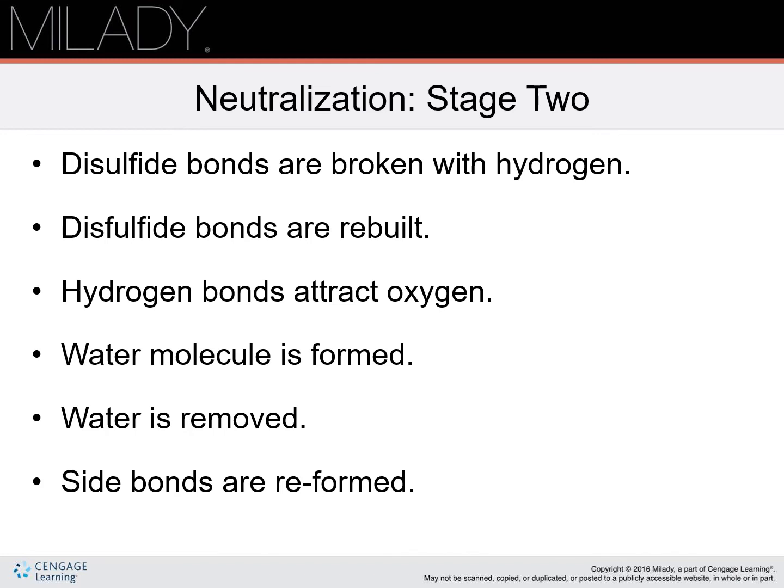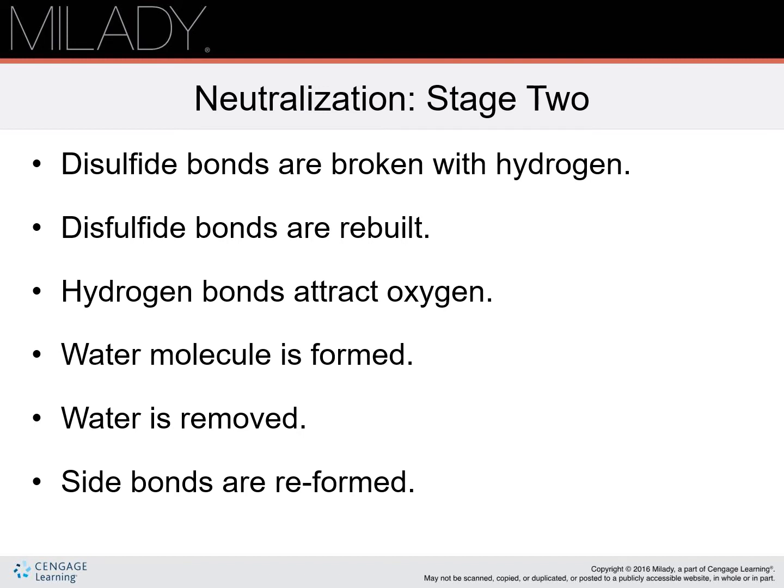The hydrogen atoms then attract oxygen from the neutralizer, release their bond with the sulfur atoms, and join with the oxygen. Then a water molecule is formed. Each oxygen atom joins with 2 hydrogen atoms and rebuilds one disulfide bond to make one molecule of water. The water is then removed. Water is removed in the final rinse, and the disulfide bonds form in their new curled position.